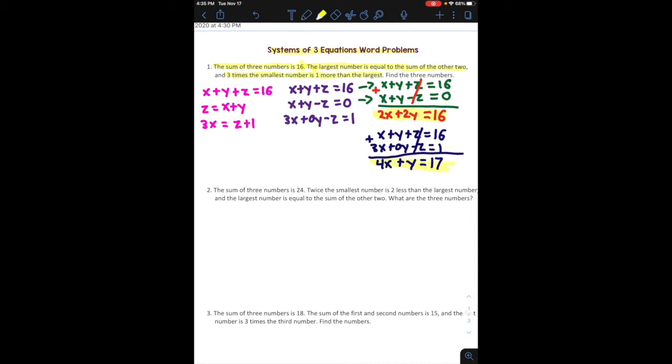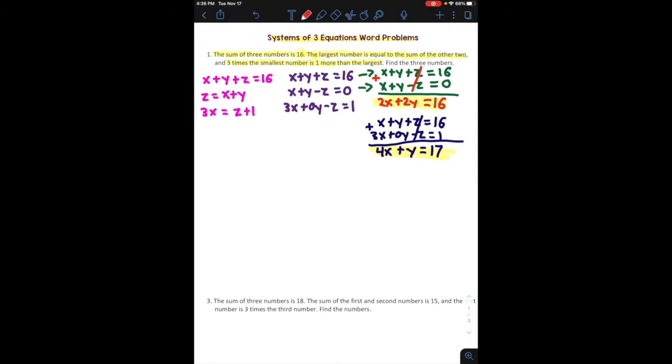So in the first two steps, we got our two equations with two variables. Step 3 will be taking these two equations and solving the system of two equations to find x and y, and then we'd be able to use those to find z. So we're going to take those two equations, 2x plus 2y equals 16 from step 1 and 4x plus y equals 17 from step 2, and solve this system.